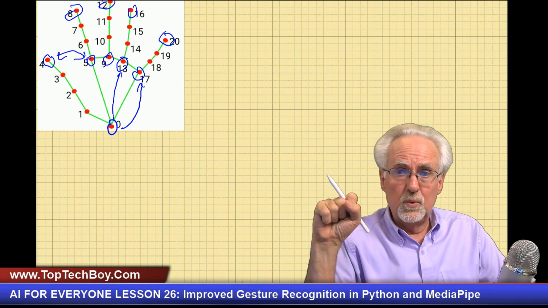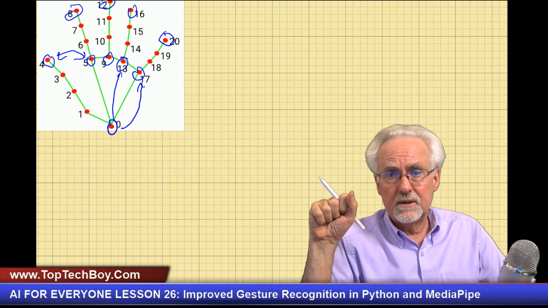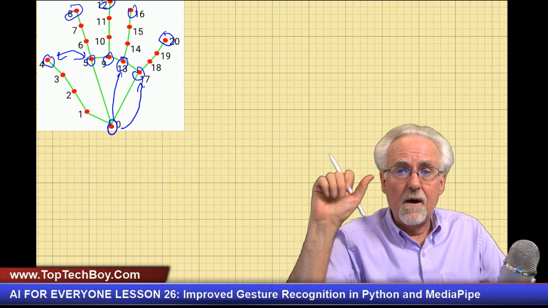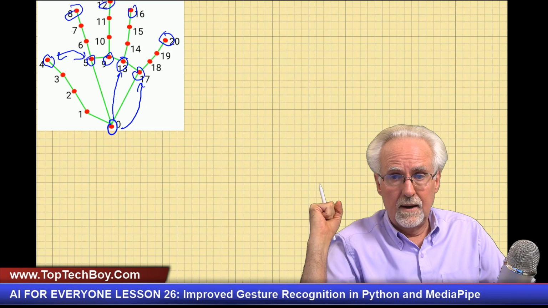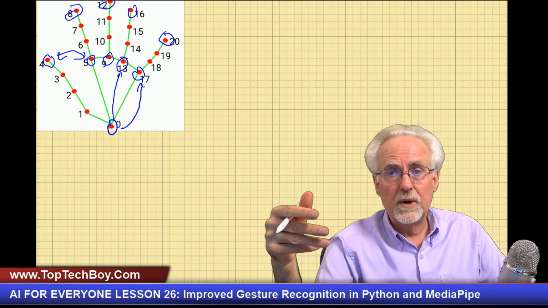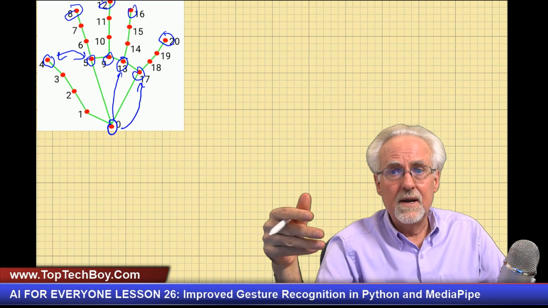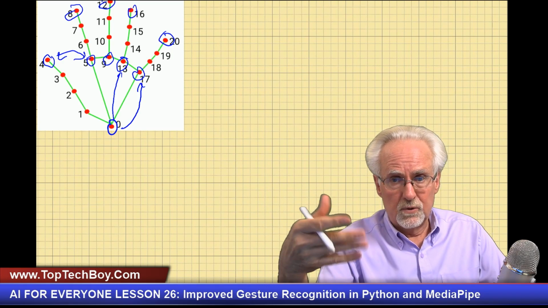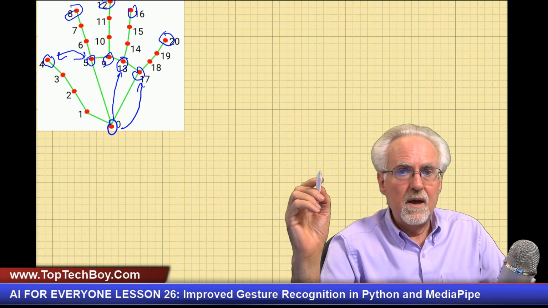Then we took that distance matrix for a trained gesture versus an unknown gesture. We calculated an error, and if the error was below a certain threshold, we said we had a match. But now this is the problem.